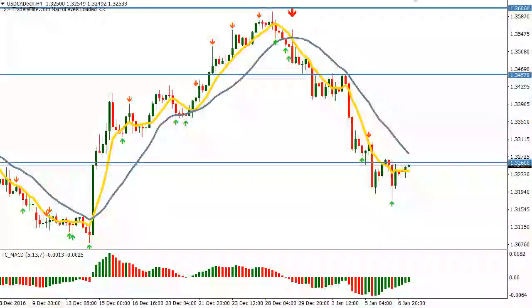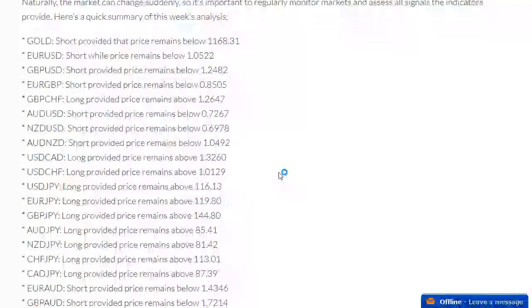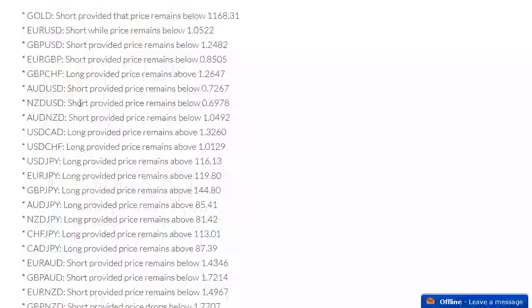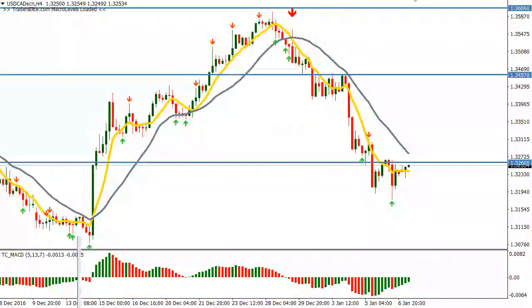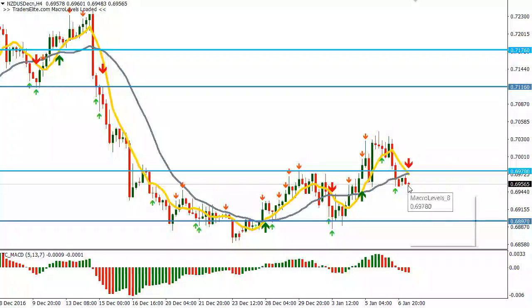Okay, dollar CAD. Last week on the Kiwi we said short provided price remains below 69.78, and just going back to it, 69.78 right there. So in the next 3 hours we'll see a closer candle, depending on your charts and the broker that you use and what time they have their charts set to. But sometime in the near or immediate future we could get a crossover. If it busts over 69.78, then obviously all bets are off, but at this stage it's looking short.